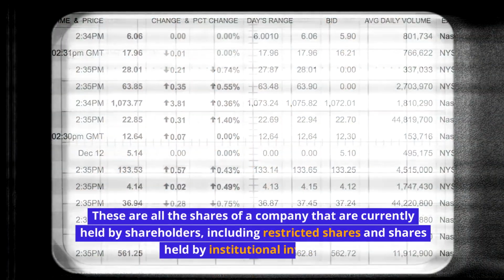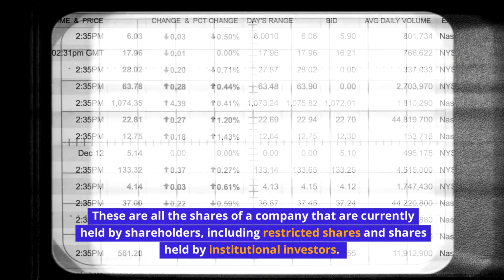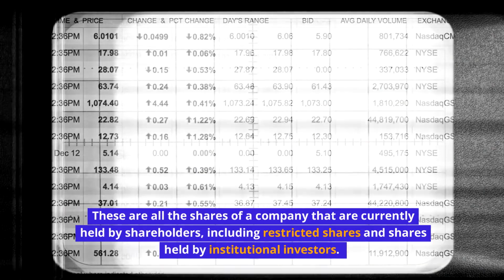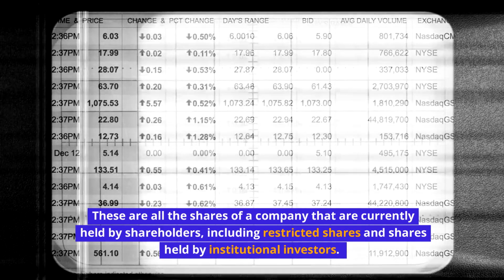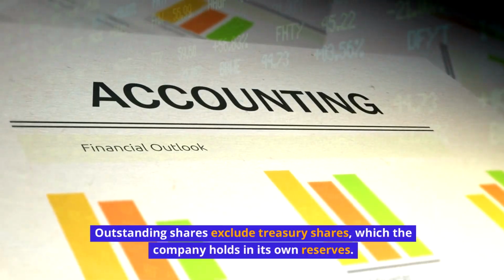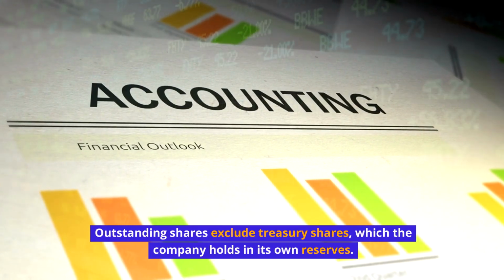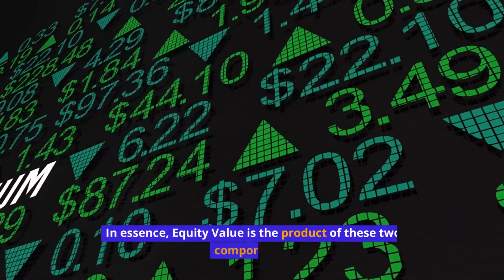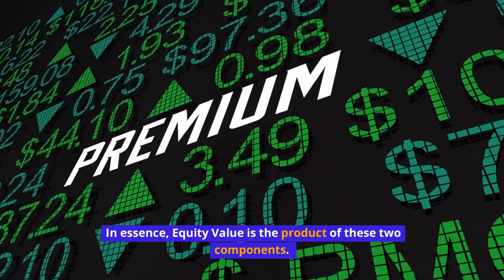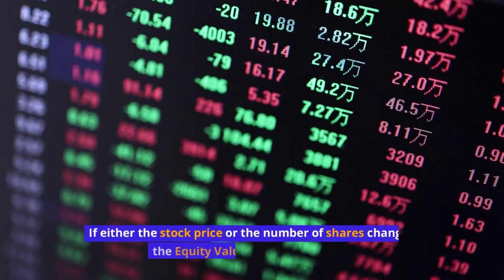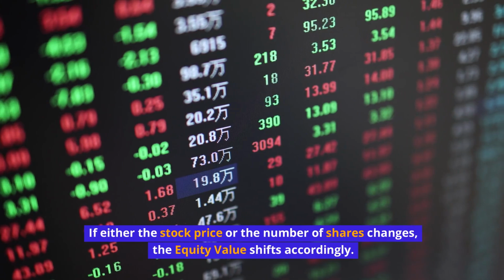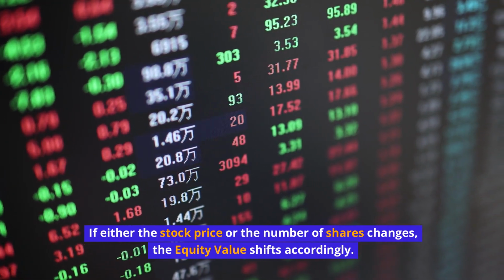Outstanding shares. These are all the shares of a company that are currently held by shareholders, including restricted shares and shares held by institutional investors. Outstanding shares exclude treasury shares, which the company holds in its own reserves. In essence, equity value is the product of these two components. If either the stock price or the number of shares changes, the equity value shifts accordingly.